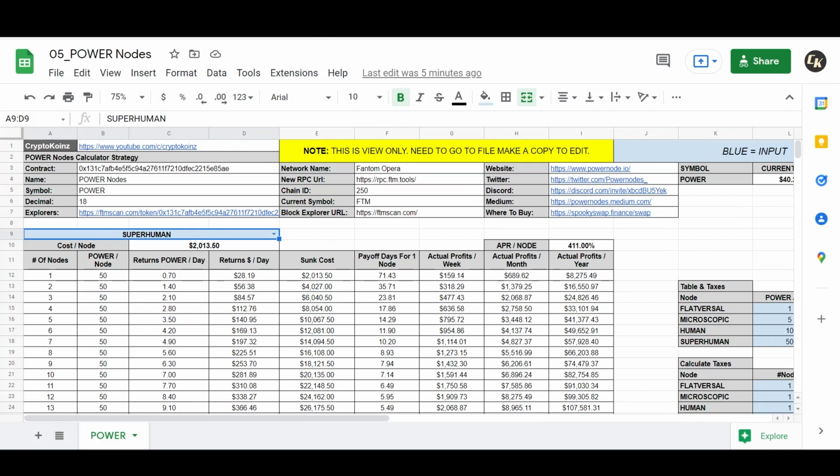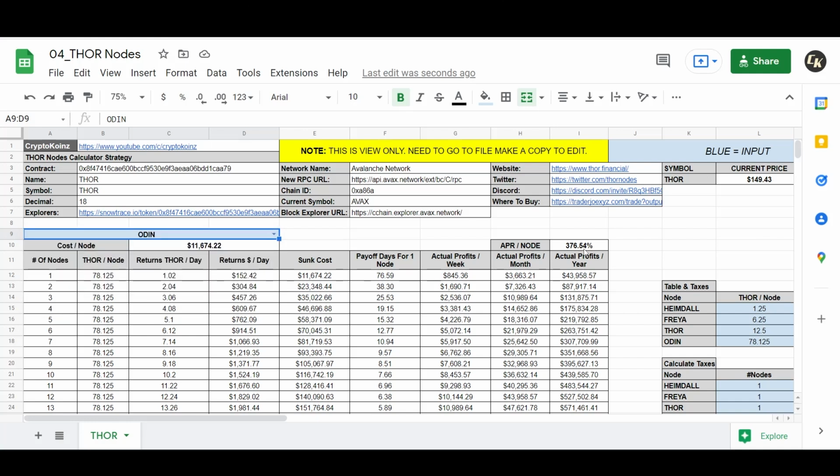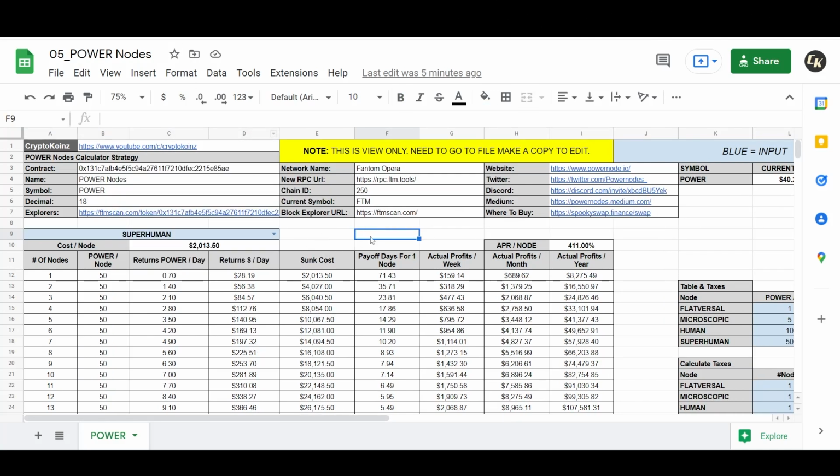would say, is if you go to Power and you go to Superhuman, and this gives you the best return, best value on your investment. For $2,000, you're getting a 411% APR per node. If we go to Odin, it just gives you $376, and you have to upfront $11,675. So it is clear here, based on the calculator, Power is a better value.